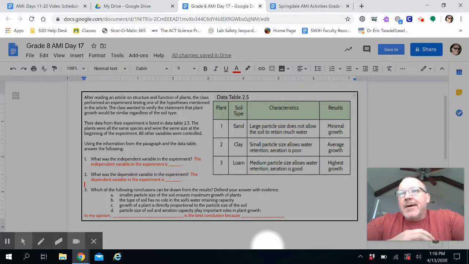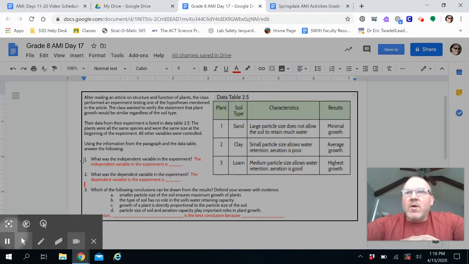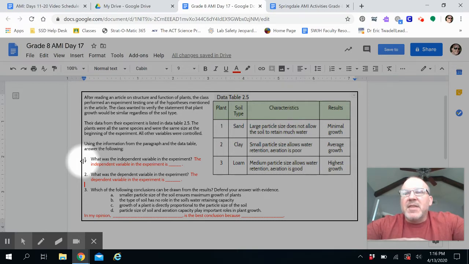We have, it looks like, a reading prompt here that's got a data table, and so let's go through this and see what we notice first off the bat. All right. So first question says, what was the independent variable in the experiment? Remember, the independent variable goes on the x-axis. It is the variable that we change during an experiment.